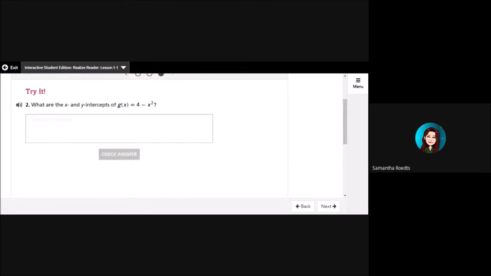All right, so let's go ahead and try this out. What are the x and y-intercepts of g of x equals 4 minus x squared? So the first thing I'm going to do is substitute in 0 for g of x or y. 0 equals 4 minus x squared. Okay, so this gives me 4 equals x squared, so x squared equals 4, and then I'm going to square root both sides.